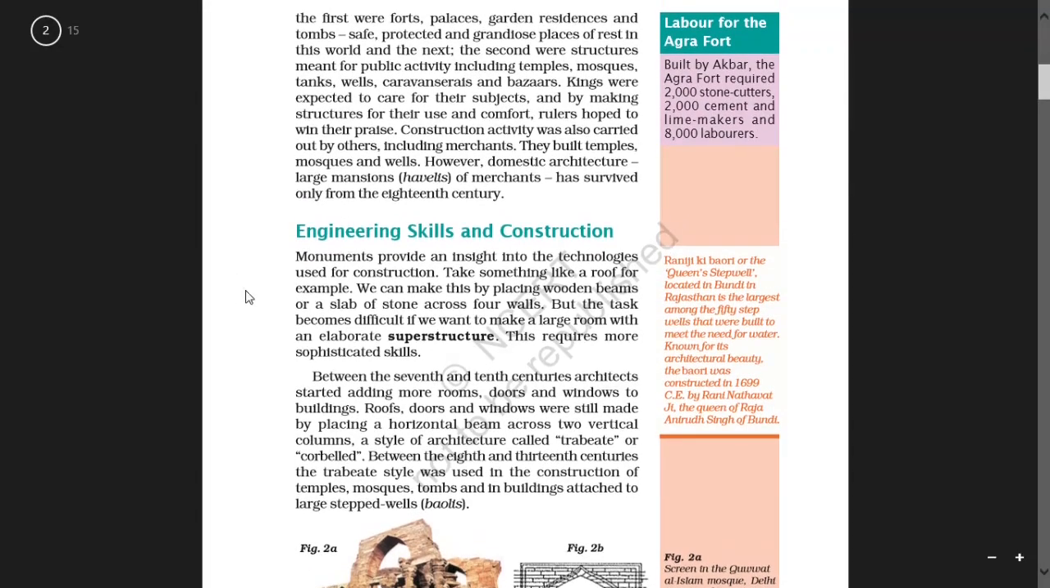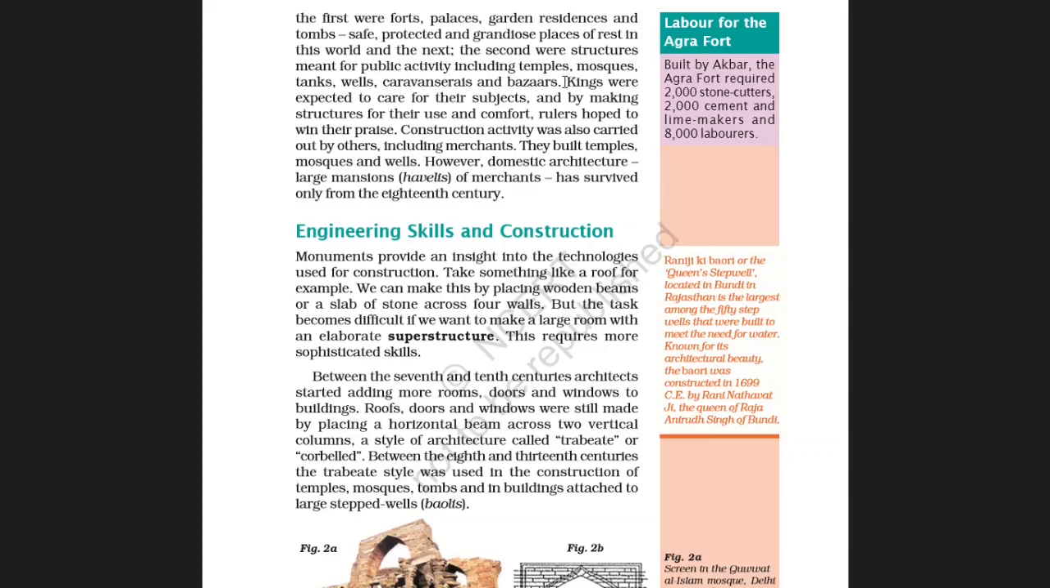Among them, the first were forts, palaces, tombs, self-protected and grandiose. Grandiose means impressive and imposing in appearance or style. A fort is a fortified building. A palace is where the king used to live. Then tombs, a tomb being a monument to the memory of a person. Then self-protected and grandiose places of rest in this world.